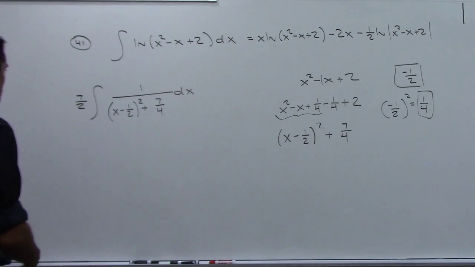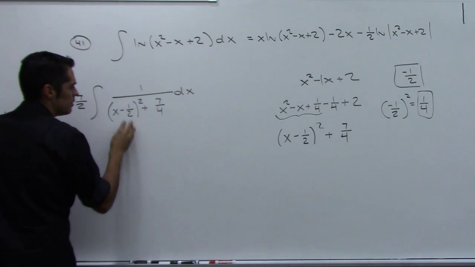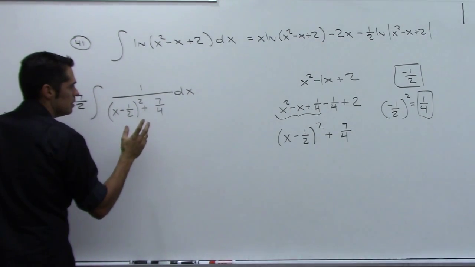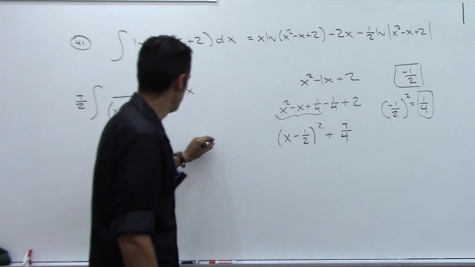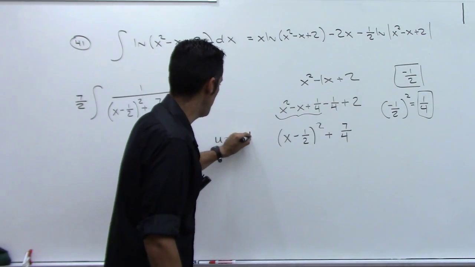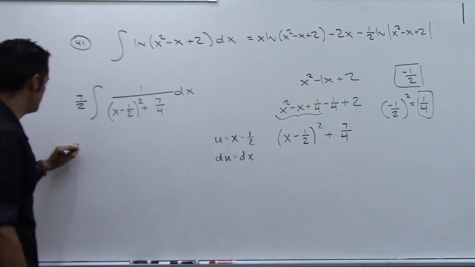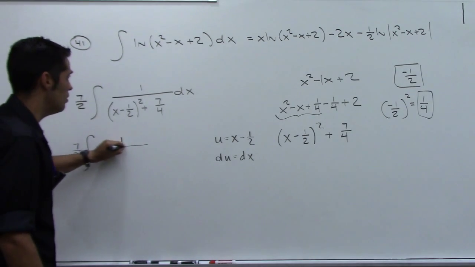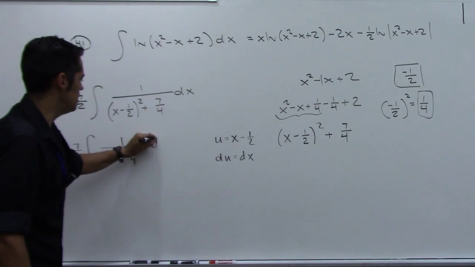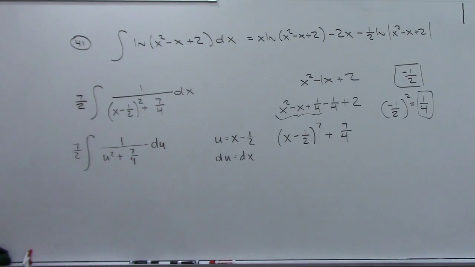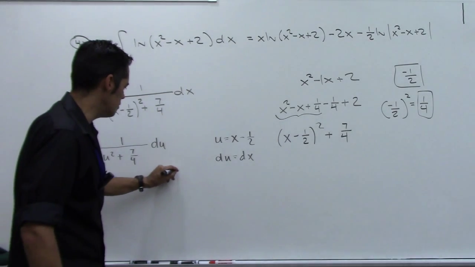Ooh, yes, I like it. This is arctan. I've got a variable squared plus a constant squared, nothing else happening. So I can make a basic substitution of u equals x minus 1/2. du is dx. Then this integral becomes 7/2 integral of 1 over (u squared plus 7/4) du. I just need to figure out what a is. a is the square root of that, so a is going to be root 7 over 2.